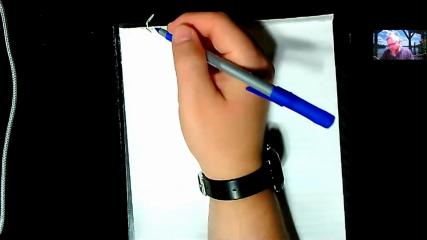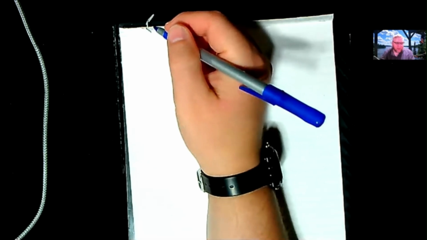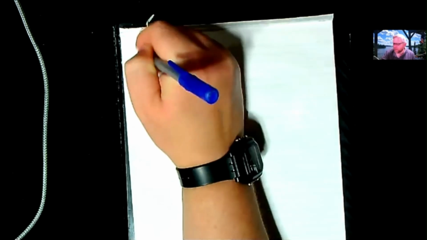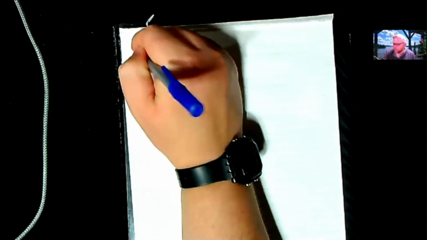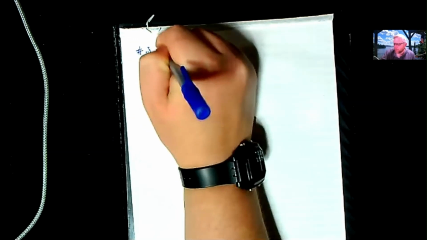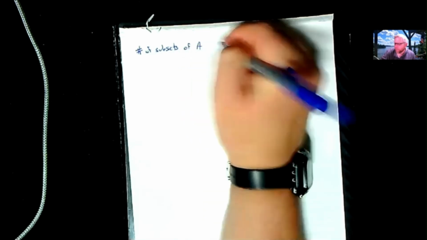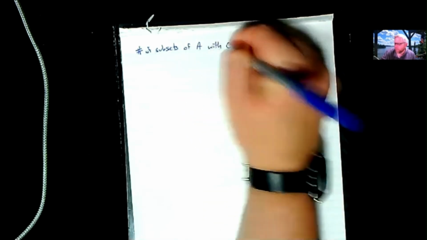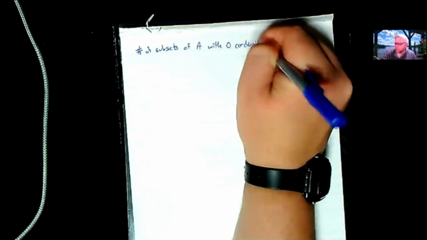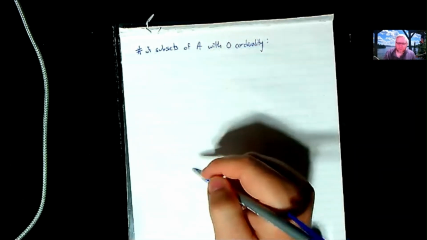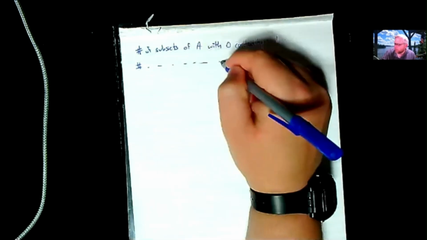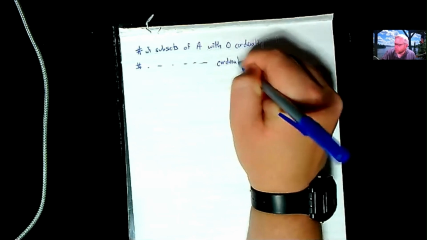Okay, so the point is that every subset of A has a certain number of elements, right? So how many subsets of A have 0 elements? Yeah, Sam's right, 1. What is the number of subsets of A with, I guess I should say cardinality, 1?